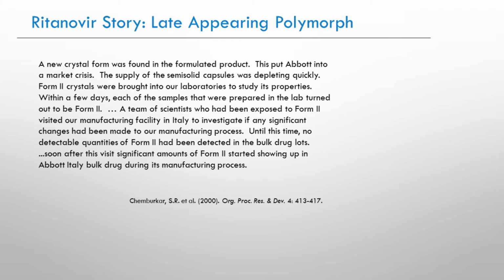A team of scientists went to investigate if any significant changes had been made in their manufacturing process. Until this time, no detectable quantities of Form 2 had been detected in the bulk drug lots. Soon after visiting the manufacturing facility, Form 2 started showing up in their bulk drug production facilities as well. So they moved the seeds from the product, and then they seeded their process, and then all of a sudden they had trouble controlling their final process.